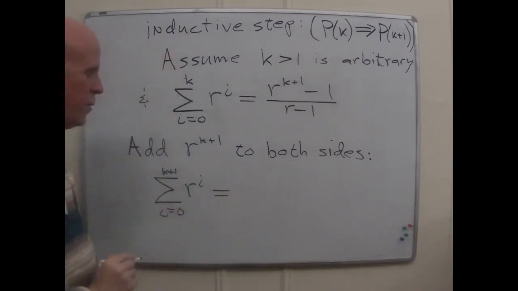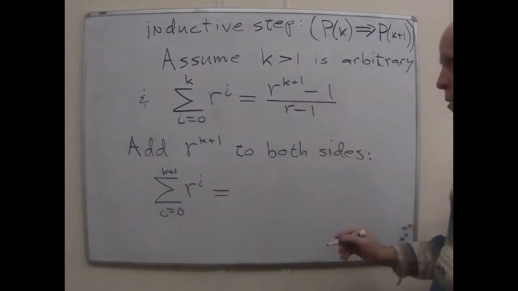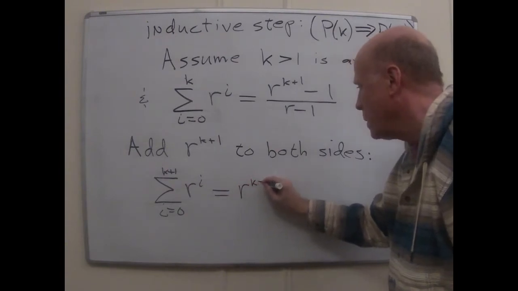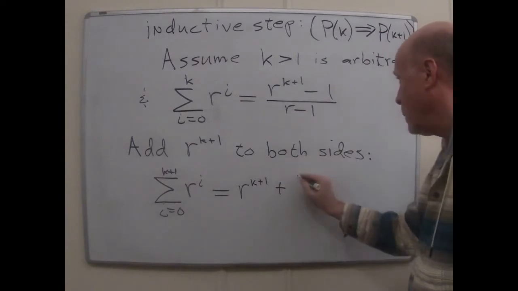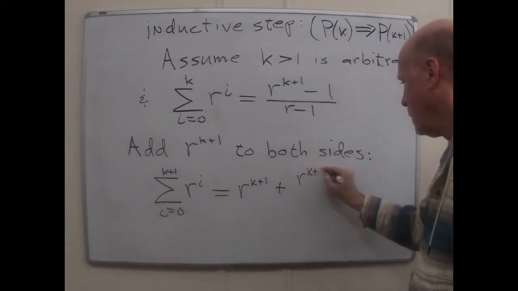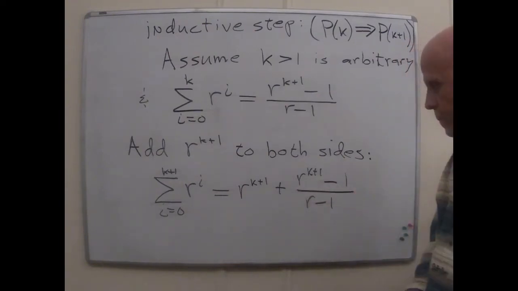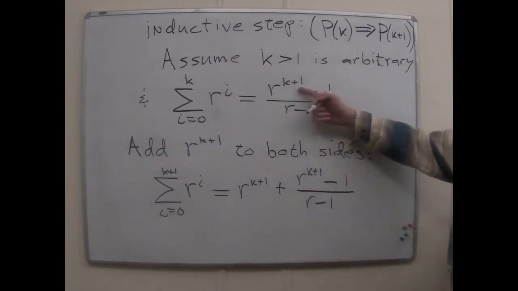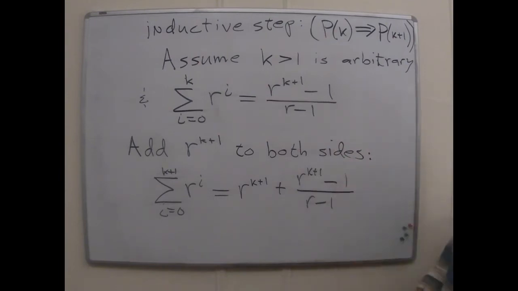I can't quite do such a nice bit of trickery with the other side, though, so I'll just write it as, well, what we've got, r to the k plus 1 plus the formula that was there before, r to the k plus 1 minus 1 over r minus 1. And from here, it's just going to be algebra. We eventually want this to look like that formula, but with a k plus 1 in it. So we're trying to get it to look like r to the k plus 2 minus 1 over r minus 1. How's that going to work?